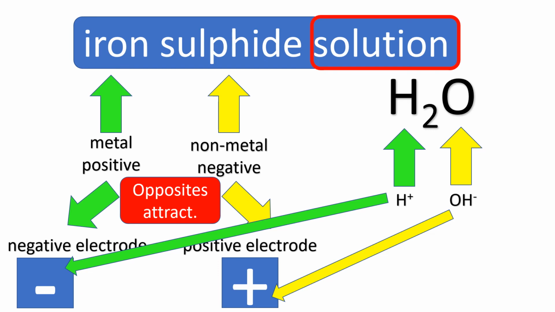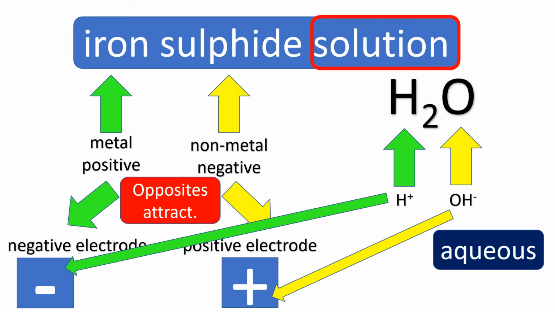Now, they might not use the word solution. They might say aqueous iron sulfide. It means water, aqua. Or they might simply give you the brackets there, AQ in brackets. Again, aqueous means water. So aqueous iron sulfide or iron sulfide solution, it means you are in the presence of water. It's dissolved rather than molten, and you've got to recognise that, otherwise you're going to miss out half that question.